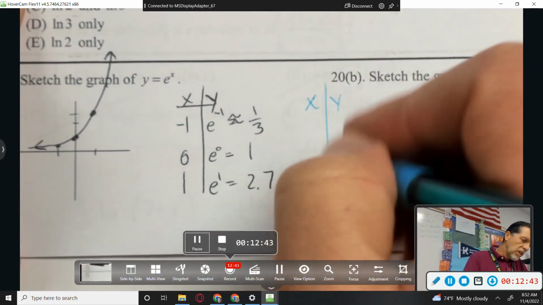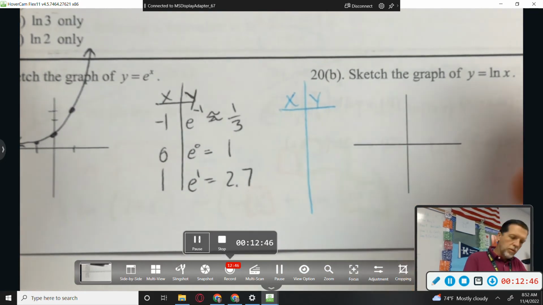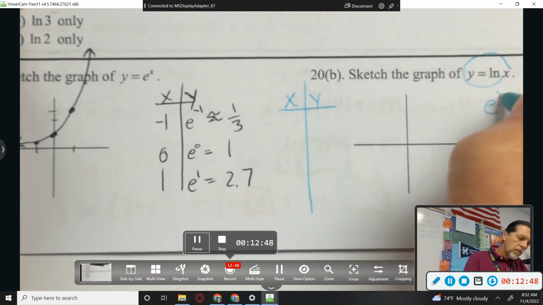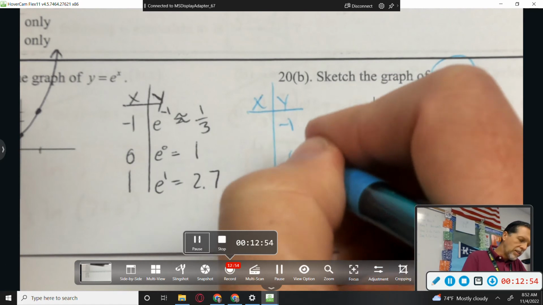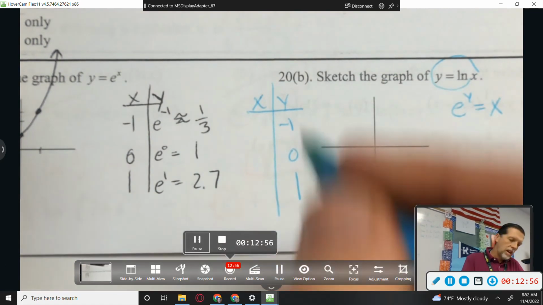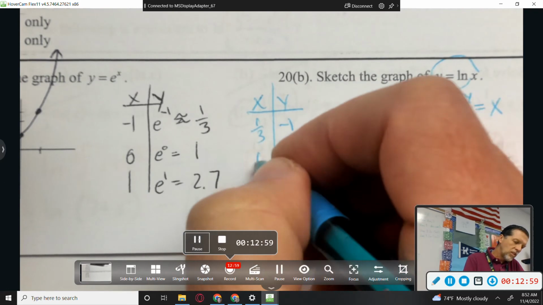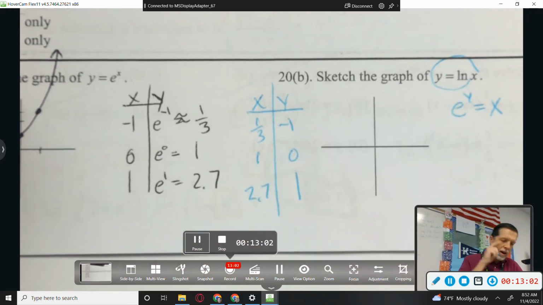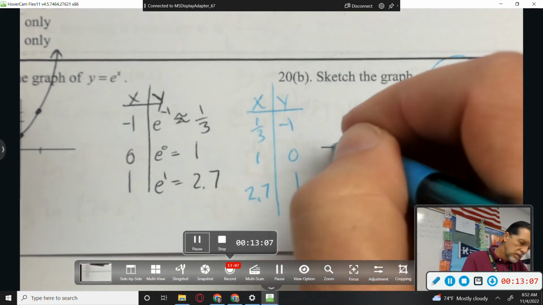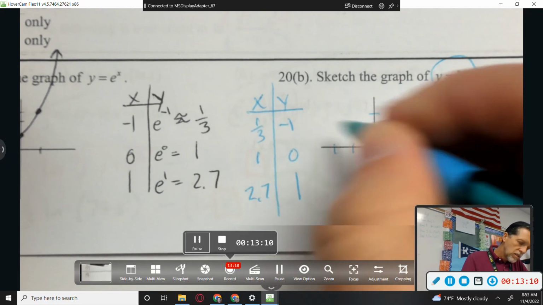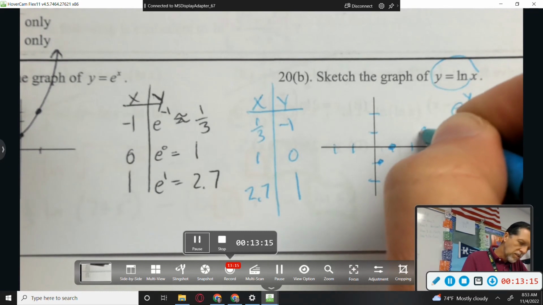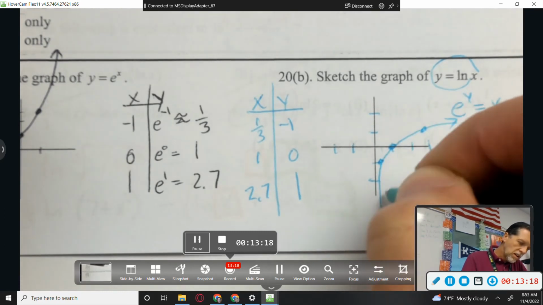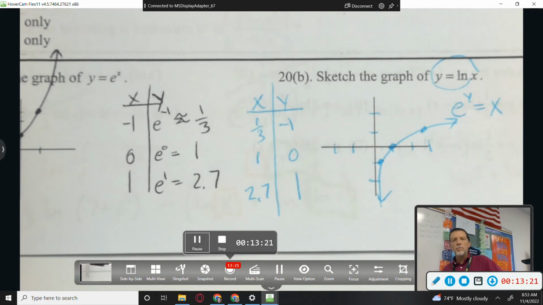For natural log, we switch it because if we do the fishhook thing, we get e to the y equals x. So we pick our y's, and it turns out that everything just trades, the x's and y's trade spots. So 1/3 negative 1, 1, 0, 2.71. There's my graph of natural log.